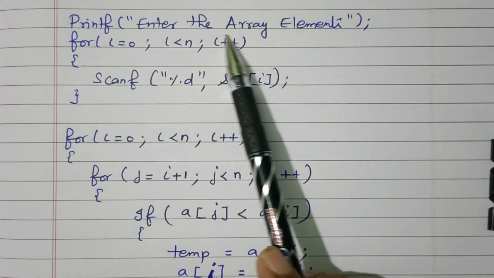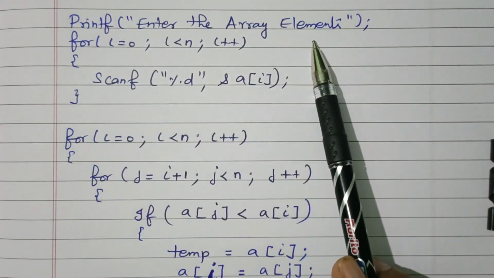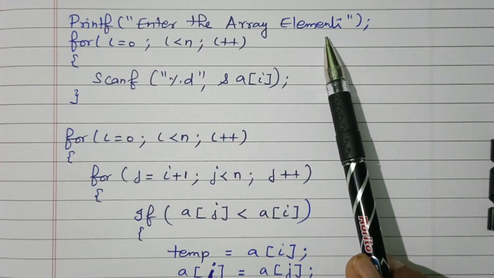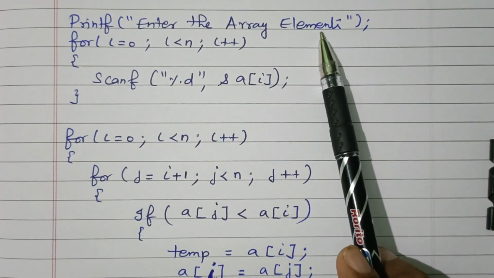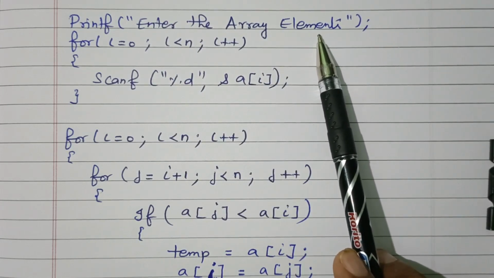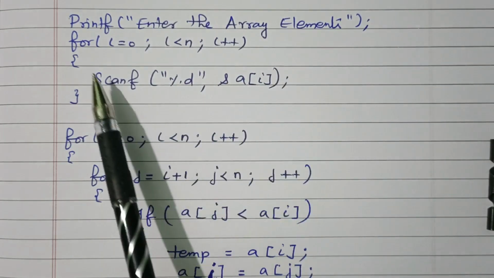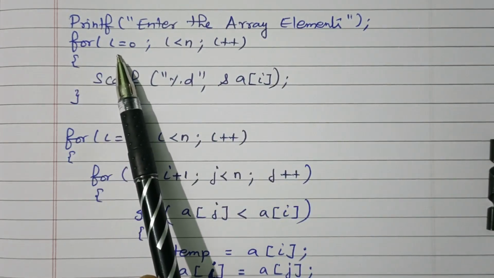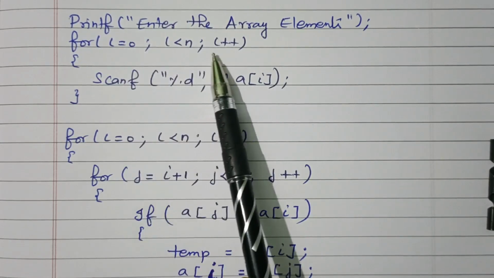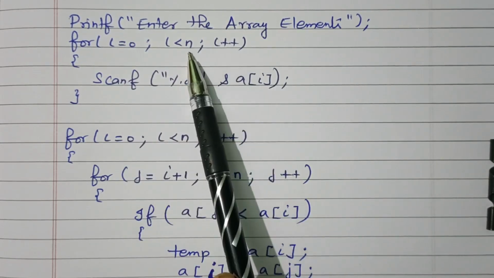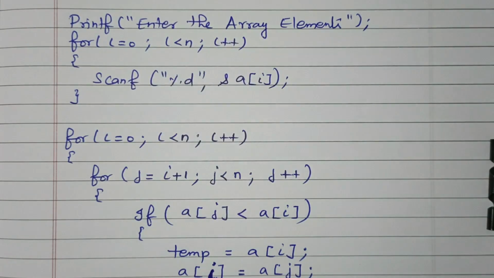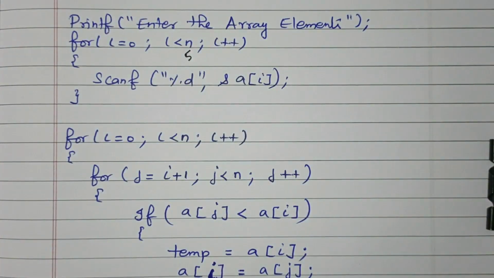Printf, enter the array elements. We ask the user to enter the array elements. The number of elements was already entered. By using the number of elements, we need to get the elements that the user needs to enter. For that, we open the for loop. For i equal to 0, i less than n, i plus plus. So this n, we assume it is 5, right? So we discuss only 5 variables in the example.